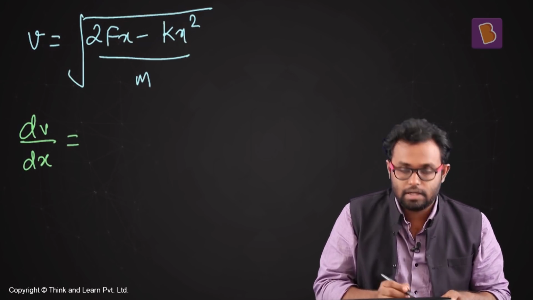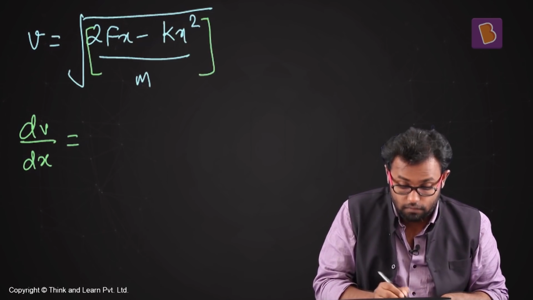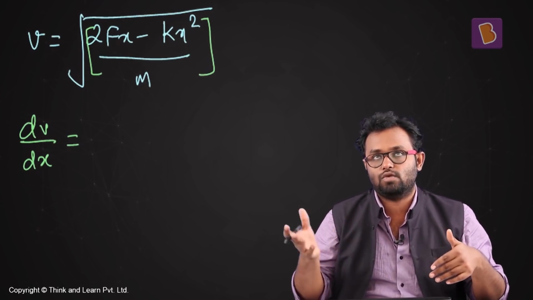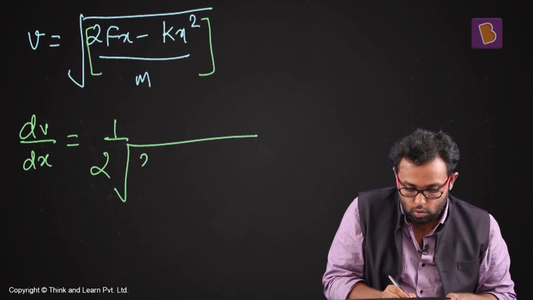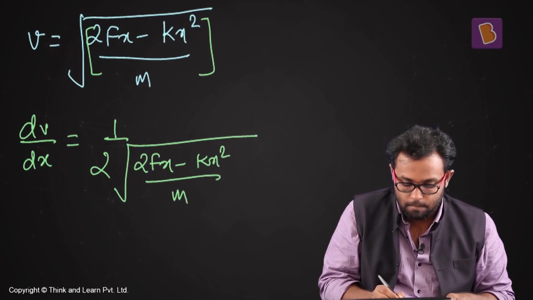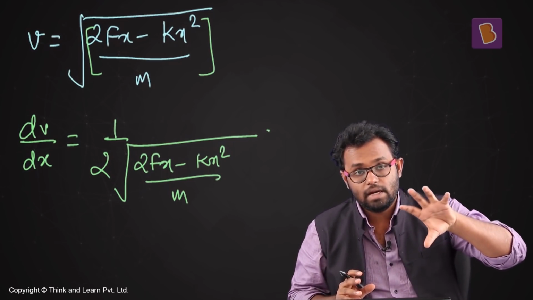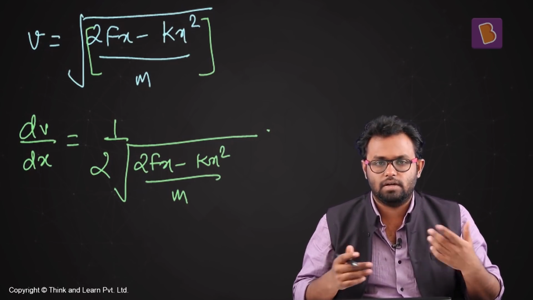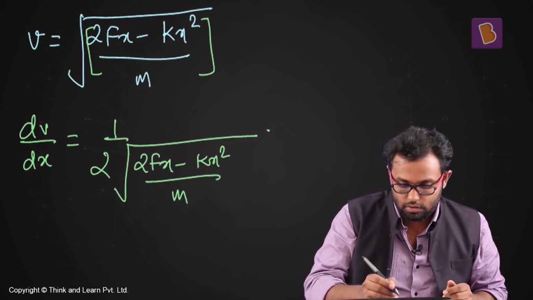What is the differentiation of something to the power of 1 by 2? This whole thing is to the power of 1 by 2, so it becomes 1 by 2, that thing to the power of 1 by 2 minus 1, which is minus 1 by 2. So this is equal to 1 by 2 times 1 over the square root of (2Fx minus kx square) by m. The differentiation is still not done, because then you have to go inside the function and differentiate that function also. This is called differentiation by chain rule, yeah.